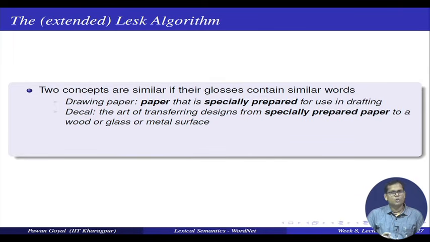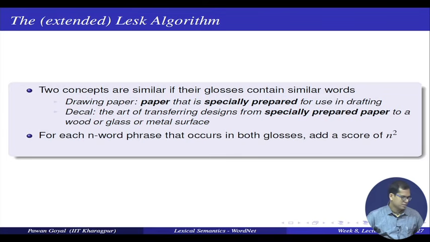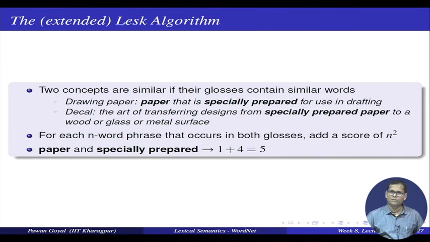So, n-gram in the sense of unigram, bigram, trigram, and so on. You will see that this bigram, specially prepared, is common to both the glosses, and this unigram, paper, is common. Whenever an n-gram is common, it adds a score of n square, so that a higher weight is given for the commonality of a bigram, trigram, and so on. So, in this case, what will be the similarity? 1 bigram is common, so 2 square, and 1 unigram is common, 1 square. So, similarity would be 2 square plus 1 square: 1 plus 4, 5. And that is the simple idea of using the Lesk algorithm.